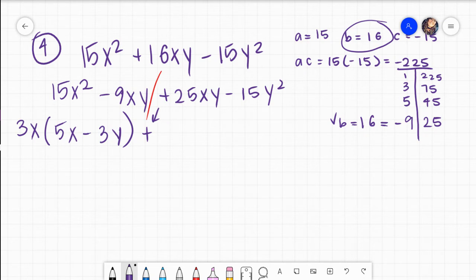25 and 15, the largest number that's going to divide them will be 5. Do they both have x's? No. Do they both have y's? Yes. Y to the first power is the smallest exponent. This is where we divide. 25 divided by 5 is 5. Signs are the same, so it's positive. X divided by no x is x. Y divided by y goes to 1. 15 divided by 5 is 3. Signs are different, so it's negative. Y squared divided by y is keep and subtract.